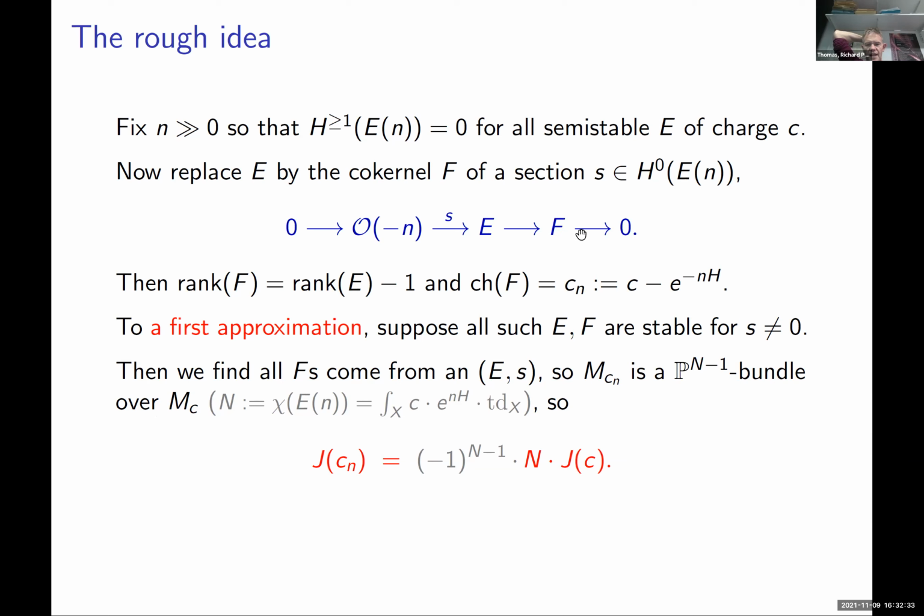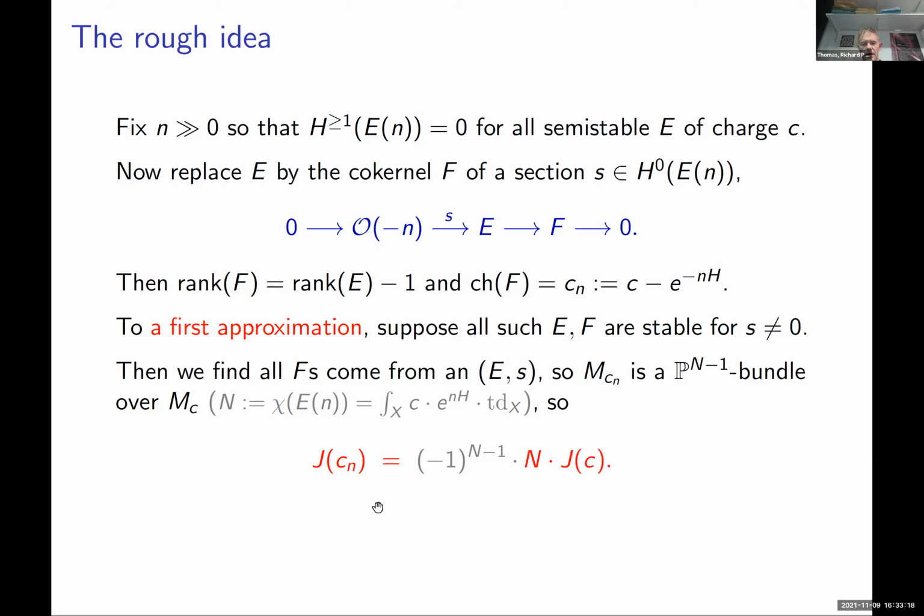Sorry, I'm talking about the extensions now. Obviously, if I scale S, I get the same sheaf F, but because E, I'm assuming, is stable and has no automorphisms except for scalars, any other way I change S will give me a different F. But if I just scale S by a scalar, it will give me the same F. So what I get is not the space of sections, but the projectivization of the space of sections. That's my fiber of the moduli space of Fs over the moduli space of Es.